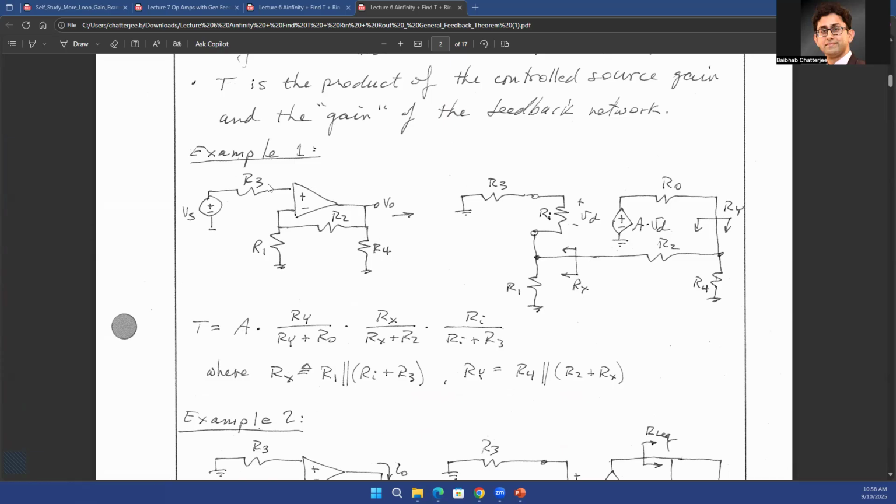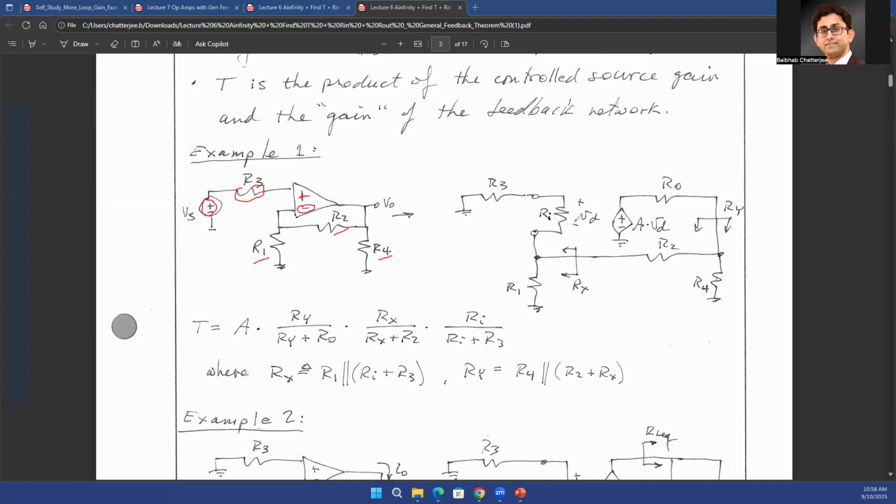Okay, so let's take an example where again you have this input source, you have a resistance R3 connected to the positive terminal of the op amp, you have your output of the op amp, then you have a feedback network containing R1, R2, and R4. And you're feeding back a part of that voltage back into the negative terminal of the op amp.